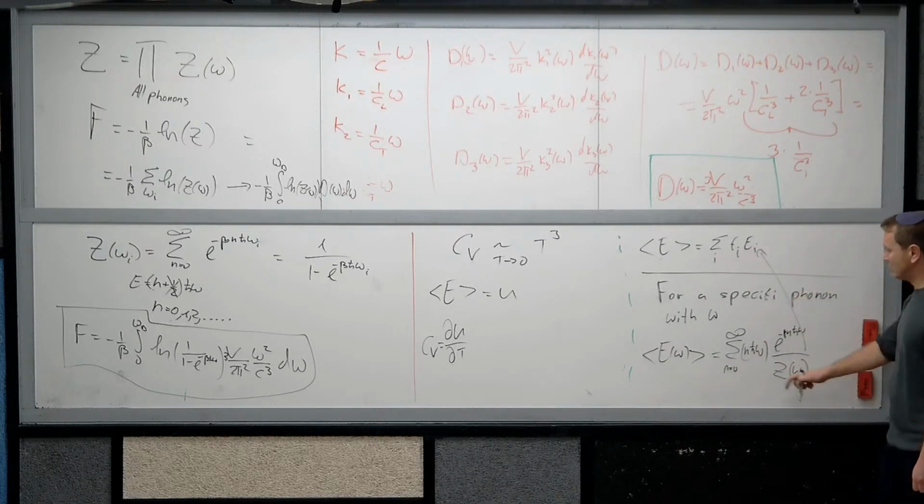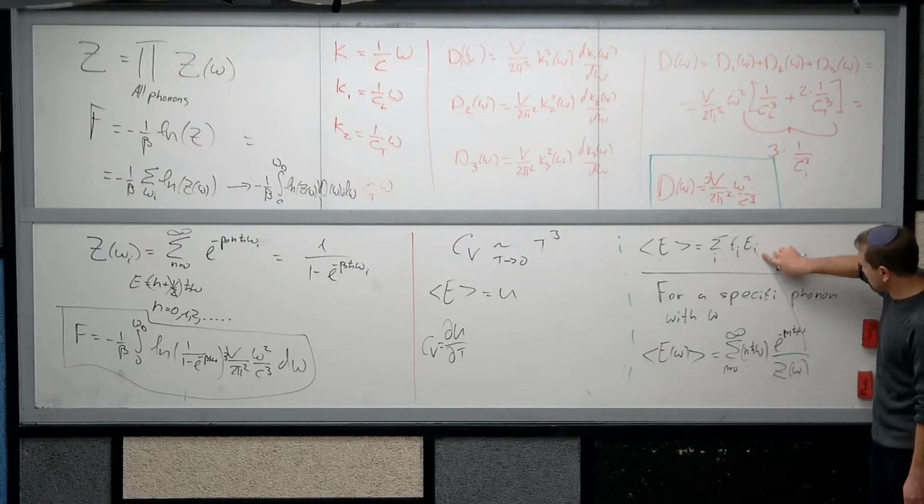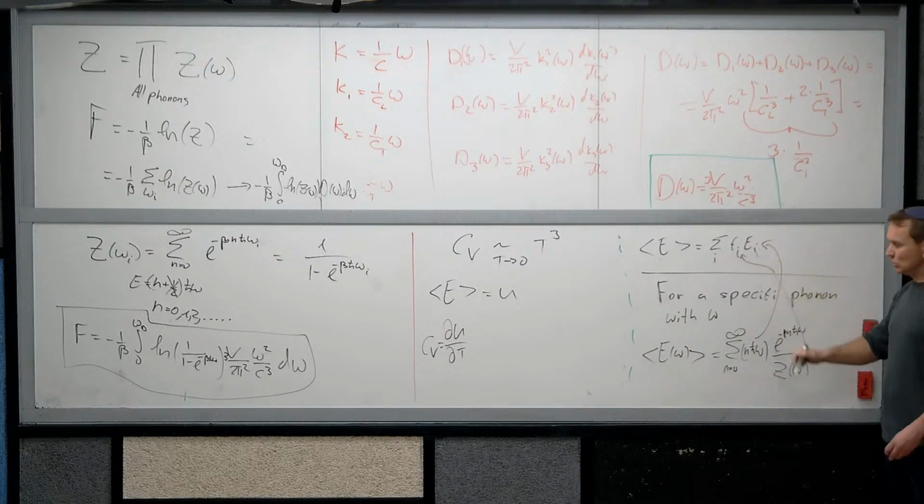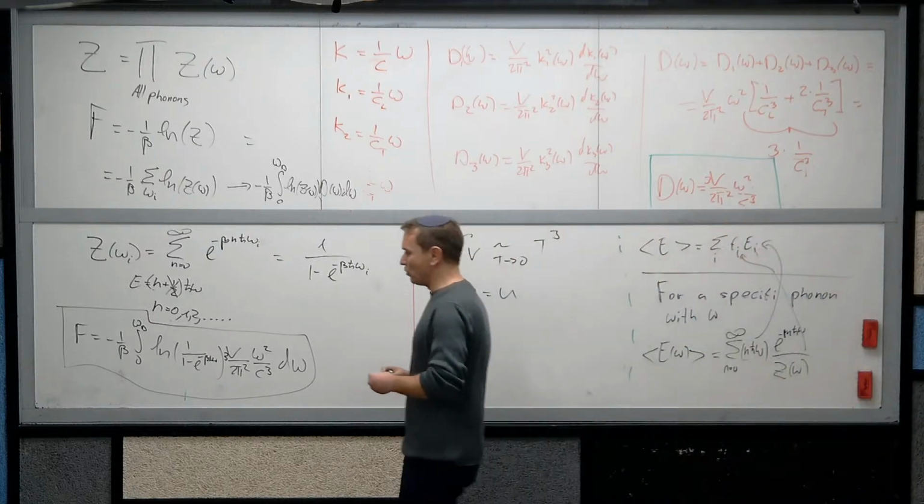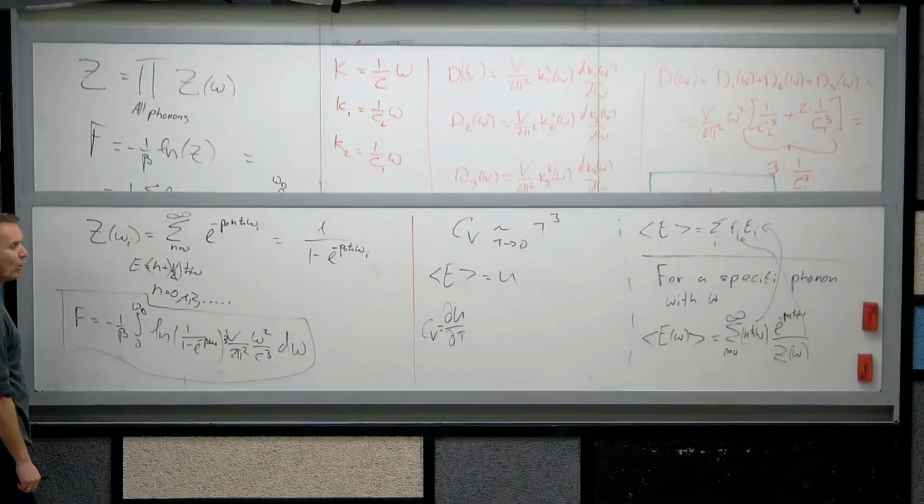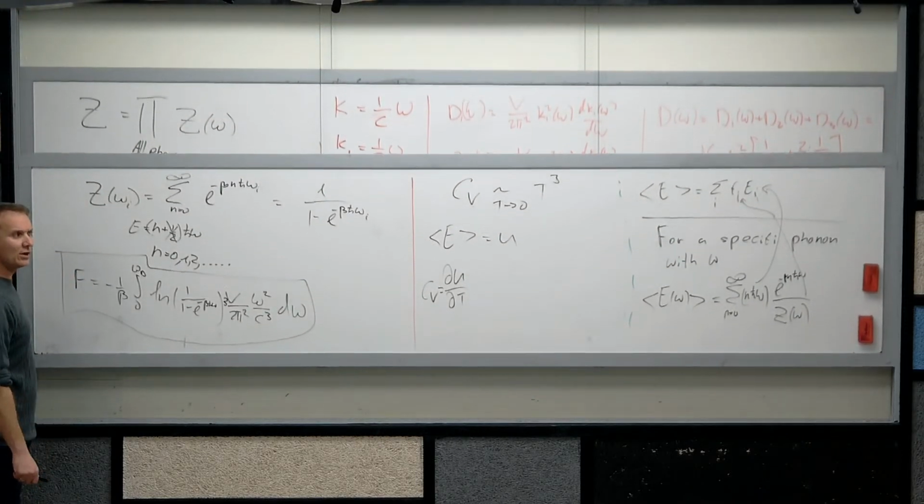This is E_i, this is the probability, and this is the value of the energy. Okay, so if I remember how the average is defined from probability, for a given particle I can always compute it.